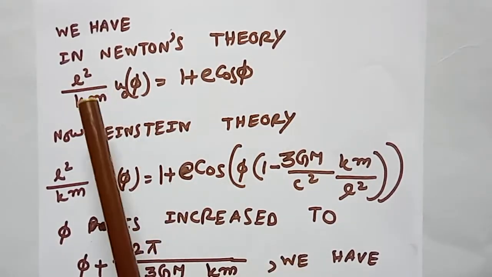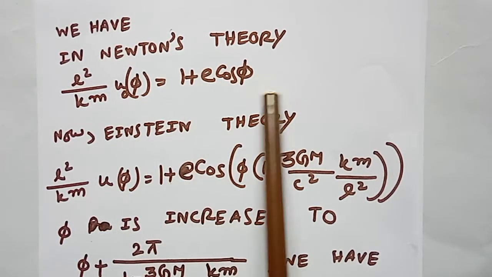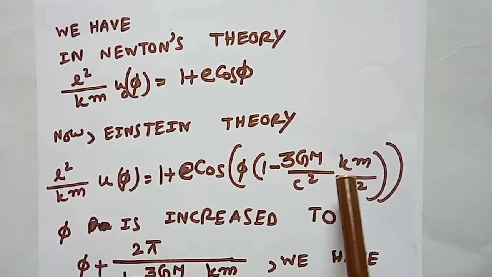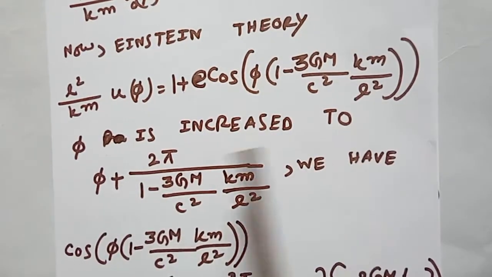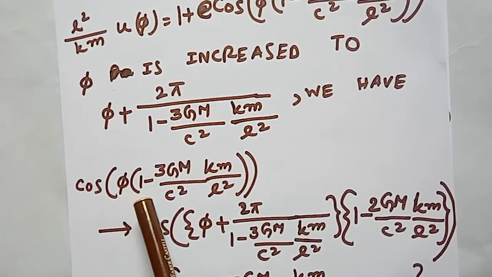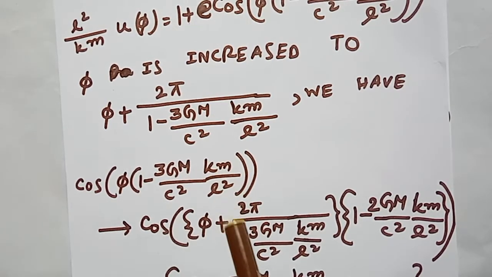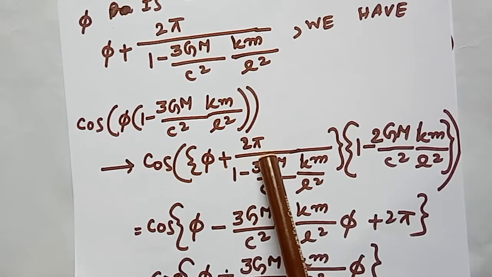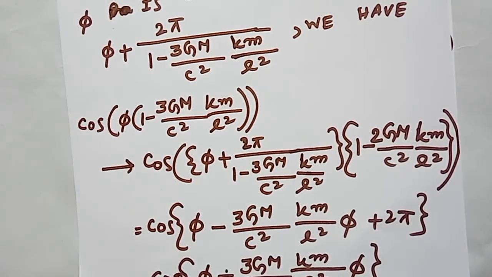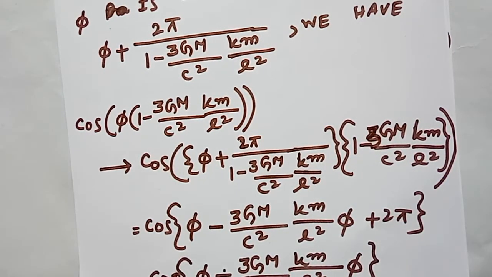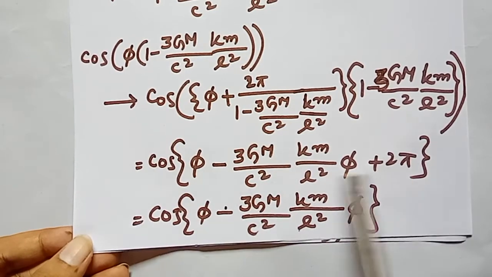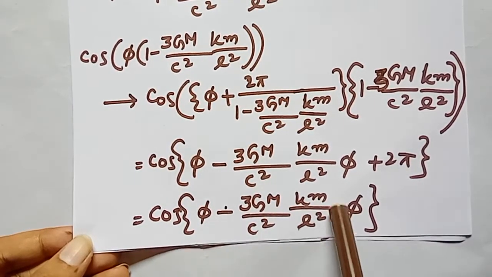We have in Newtonian theory l²/km u naught of phi equal to 1 plus e cos phi. Now in Einstein's theory l²/km u of phi equal to 1 plus e cos of phi times (1 minus 3GM/c² km/l²). Now phi increases to phi plus 2 pi times (1 minus 3GM/c² km/l²). We have cos of (phi minus 3GM/c² km/l² phi) and the same term with phi plus 2 pi.